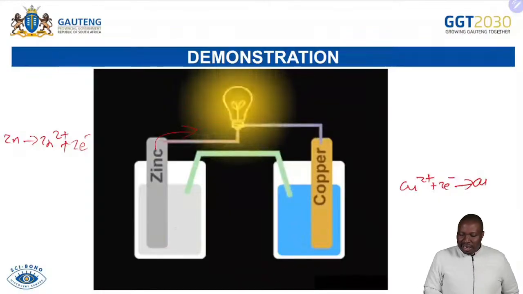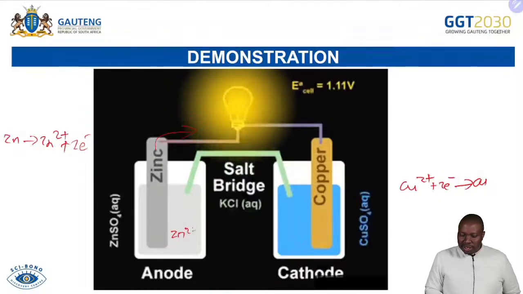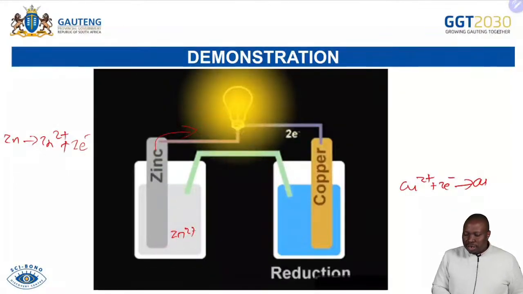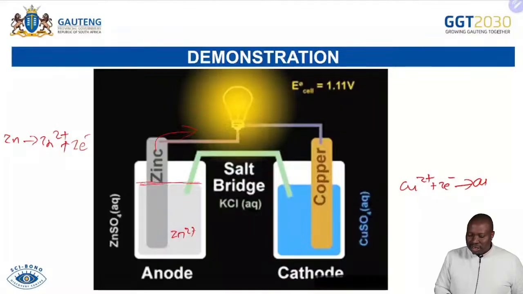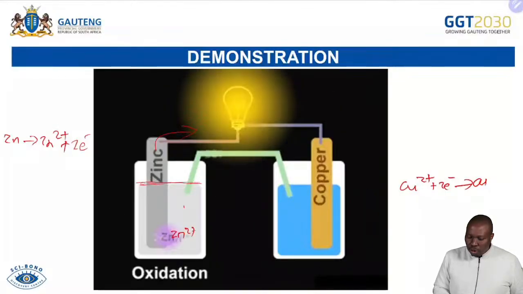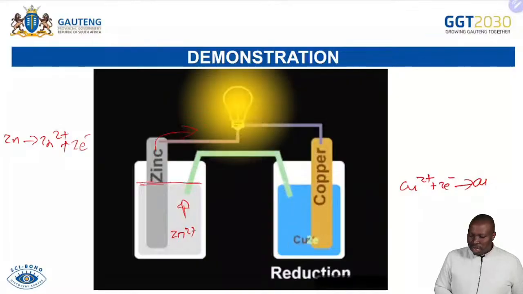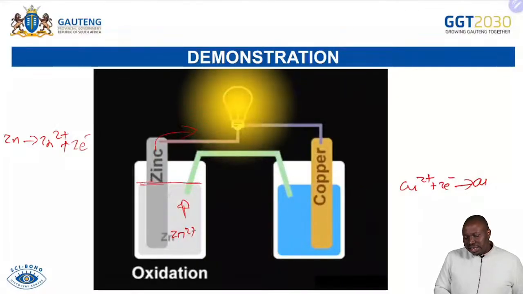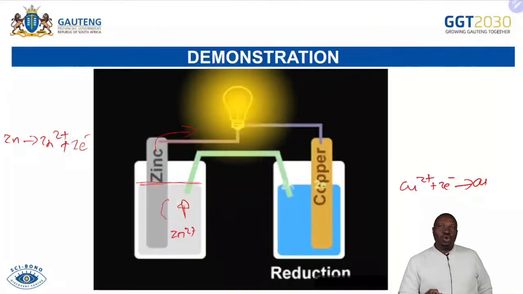They move, but they leave zinc 2 plus here, which means two things are happening. When the zinc loses electrons, the electrolyte, which is a solution of zinc 2 plus, increases. So the zinc 2 plus concentration increases as zinc loses electrons, because it is forming zinc 2 plus. The zinc itself will decrease in mass because it is losing electrons.